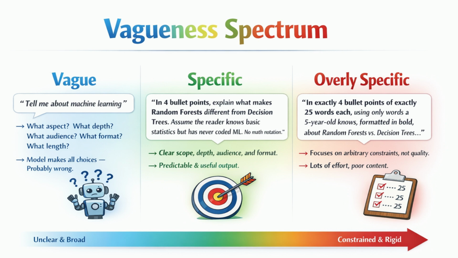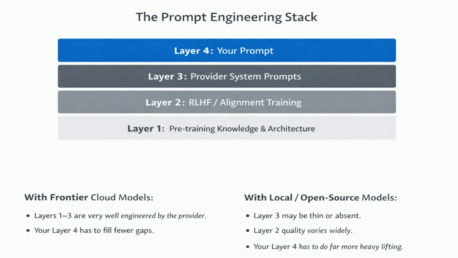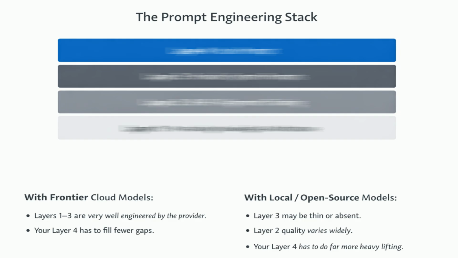The most common prompt engineering failure isn't the technique. It's either under specification or over specification. The model is surprisingly good at filling gaps, but it is not always good at filling them the way you would. Here's a useful way to think about the relationship between your prompt and the model.